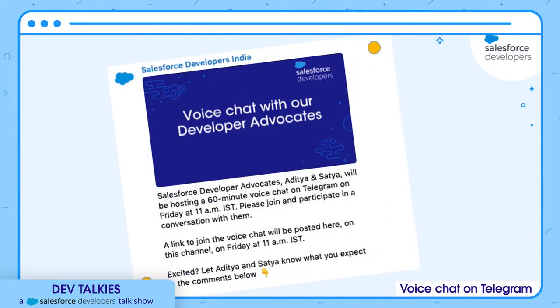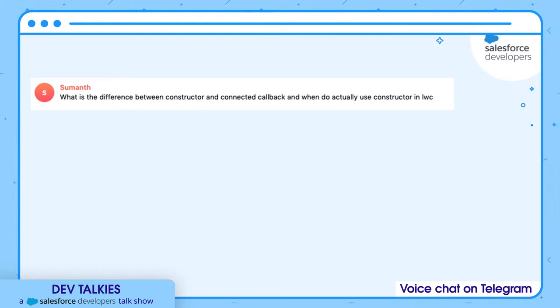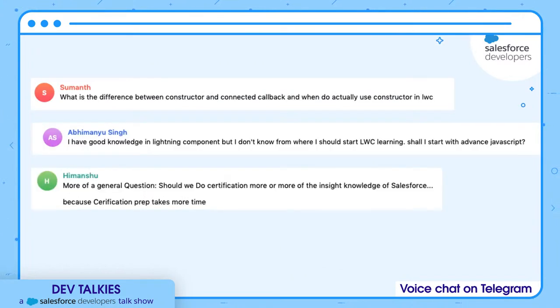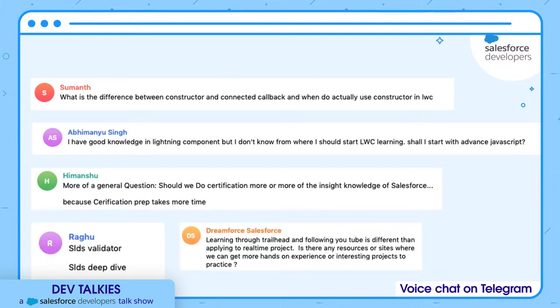One of the common asks from the developer community is a platform where developers can interact with each other. A platform where they can ask questions, share ideas, understand the patterns, and learn the industry best practices from each other. This has given us the inspiration to start a voice chat on our favorite Telegram channel, Salesforce Developers India. Here, you can chat with developer advocates and also interact with other developers. This highly interactive voice chat session happened on 12th February, and going forward, it will be conducted every month. Please let us know what time works best for you and also what you expect more out of this session.